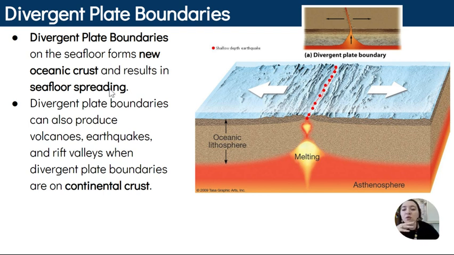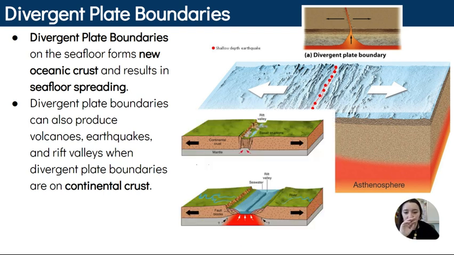So divergent plate boundaries can produce volcanoes, earthquakes, and rift valleys when they are on continental crust. And we can see that. This is a rift valley over here. So a rift valley on continental crust is going to form when you have the plates diverging apart, and you'll typically have water pushing in to fill in the space.